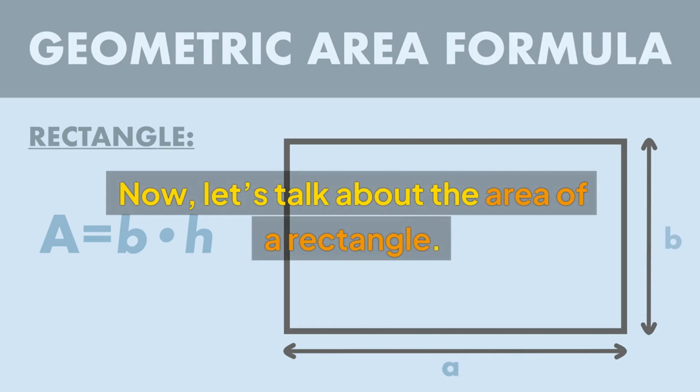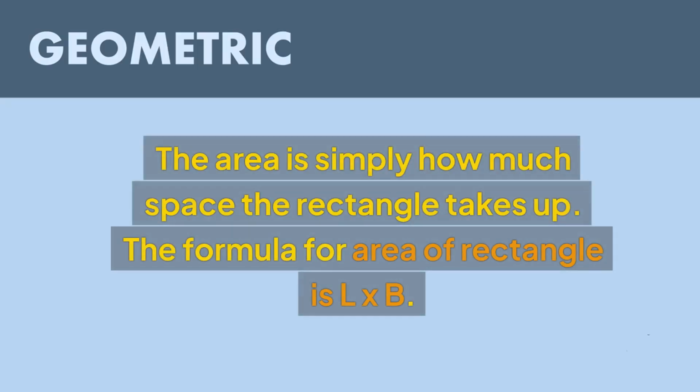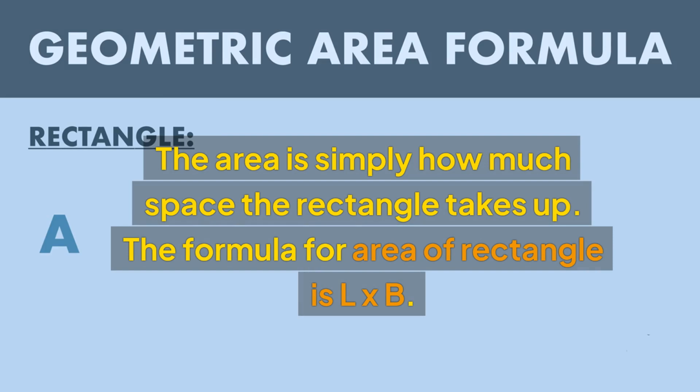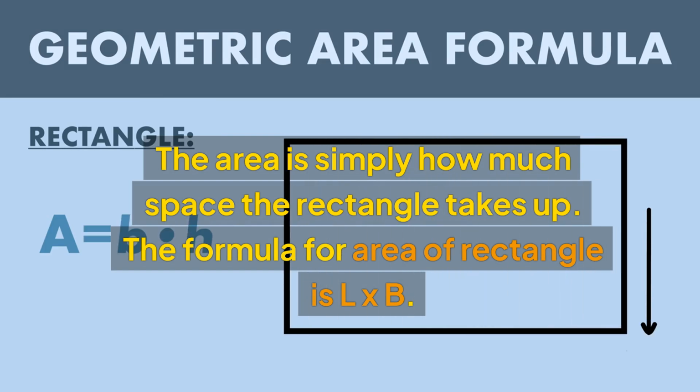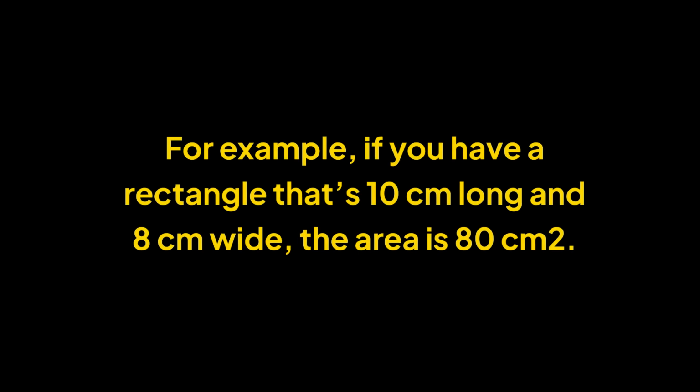Now let's talk about the area of a rectangle. The area is simply how much space the rectangle takes up. The formula for area of rectangle is L into B. For example, if you have a rectangle that's 10 centimeters long and 8 centimeters wide, the area is 80 centimeters.